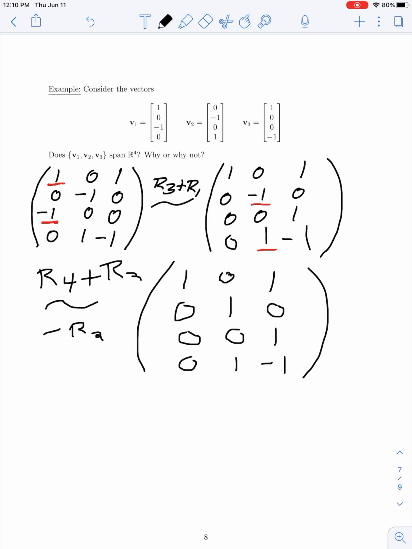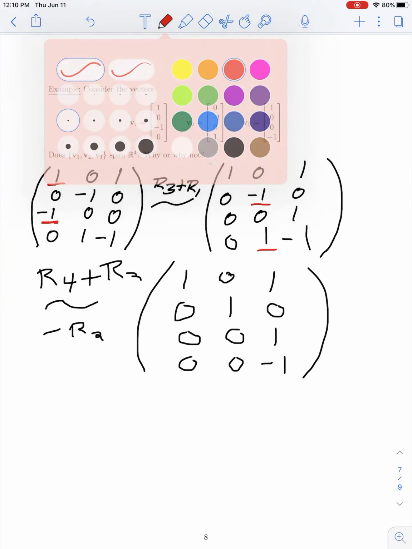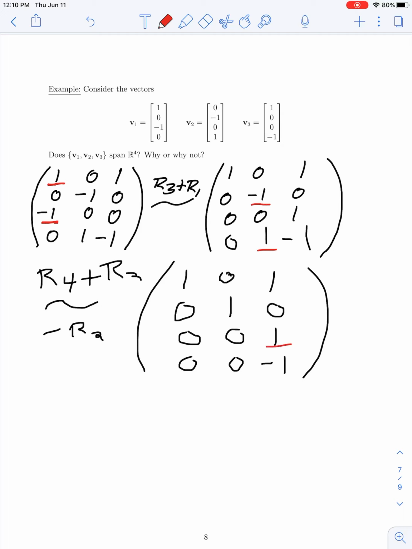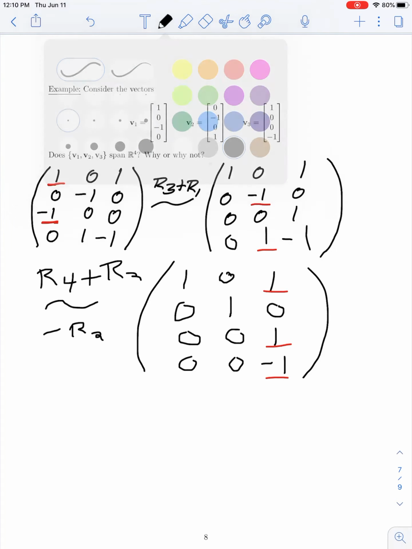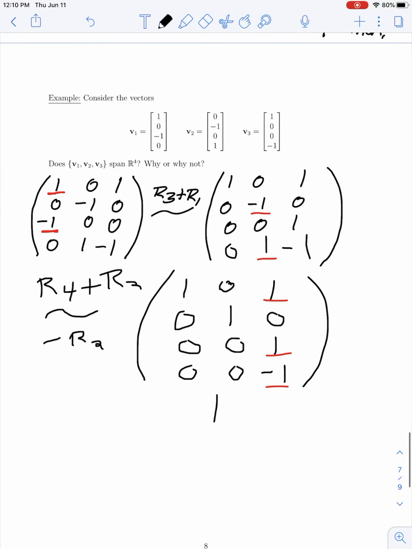So in my last step, I've killed off one of these ones here. I have as my last row 0, 0, negative 1. So now, to simplify a bit further, in this lead coefficient for my third row, I have a positive 1. I need to kill off the positive 1 that appears above that and the negative 1 that appears below it. So in my last step, I will see if I can perform those operations.